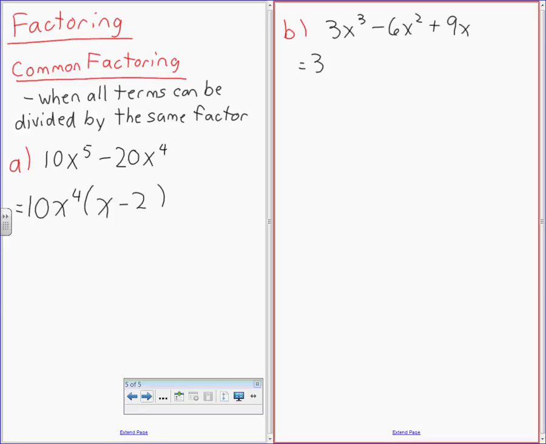What variable do they all divide by? x. Good. 3x times what gives you 3x cubed? x squared. 3x times what gives you 6x squared? 2x, because 3 times 2 is 6, and x times x is x squared. And 3x times what gives you 9x? Just 3.